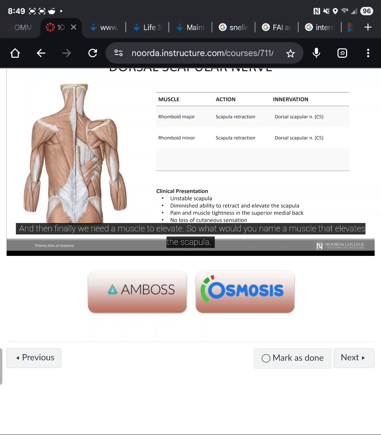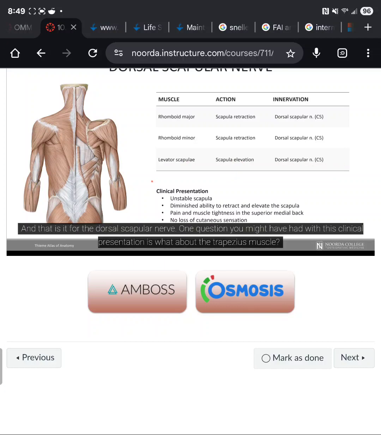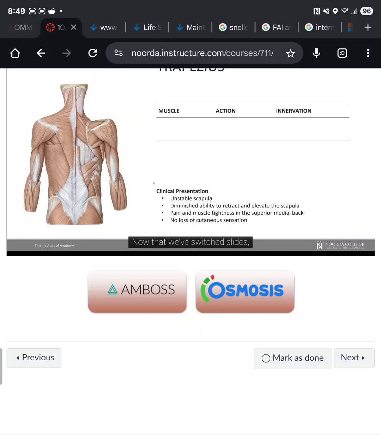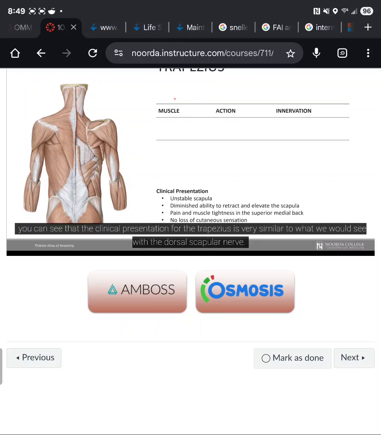And then finally, we need a muscle that elevates. So what would you name a muscle that elevates the scapula? We're going to name it the levator scapulae. It elevates the scapula and is also innervated by the dorsal scapular nerve. And that is it for the dorsal scapular nerve. One question you might have had with this clinical presentation is, what about the trapezius muscle? So I have the same question, and that is what we're going to talk about next. Now that we've switched slides, you can see that the clinical presentation for the trapezius is very similar to what we would see with the dorsal scapular nerve.